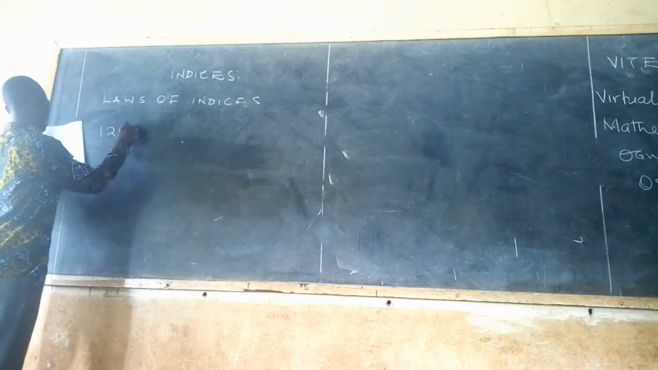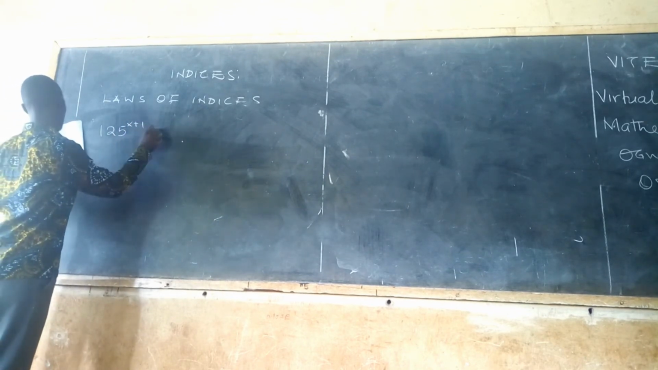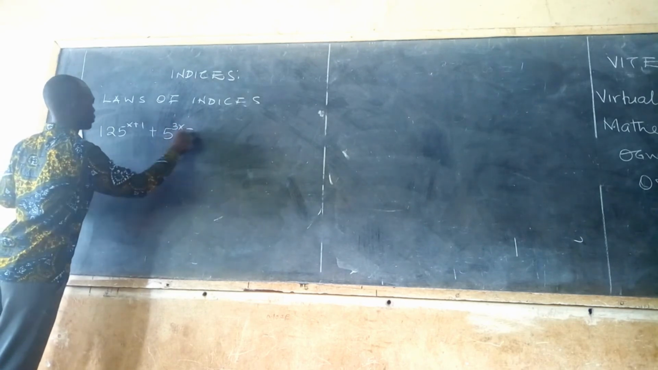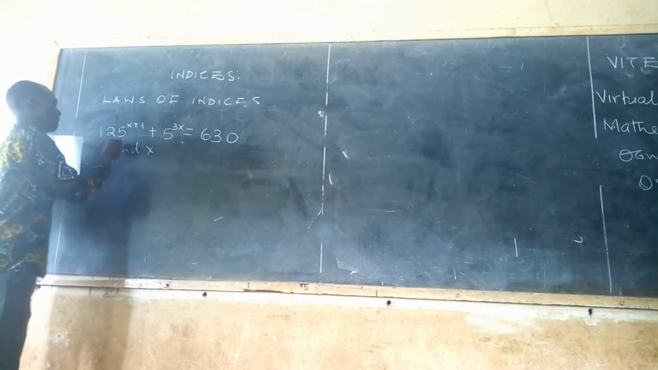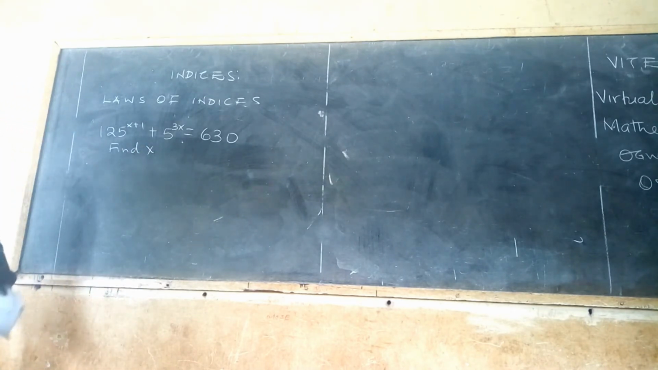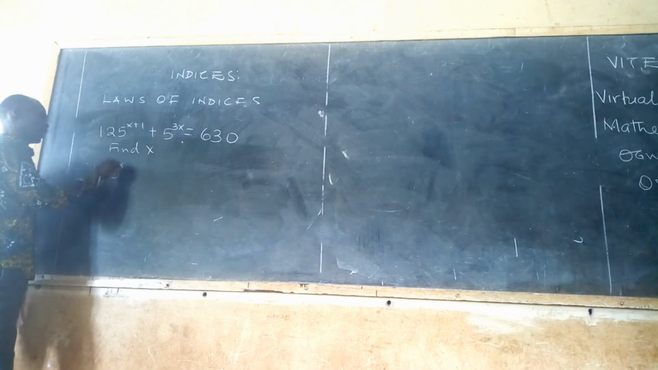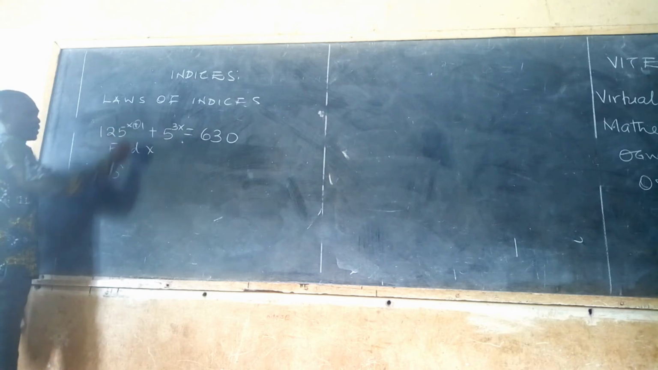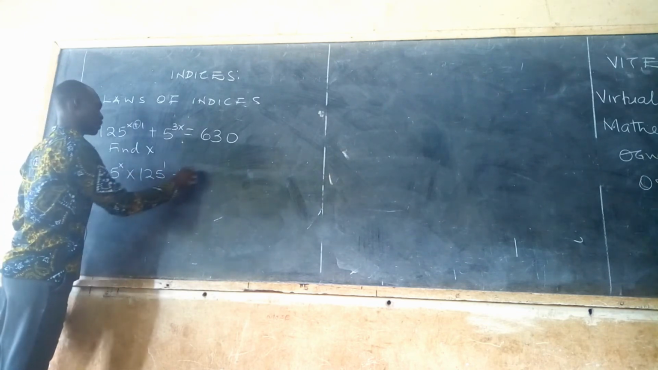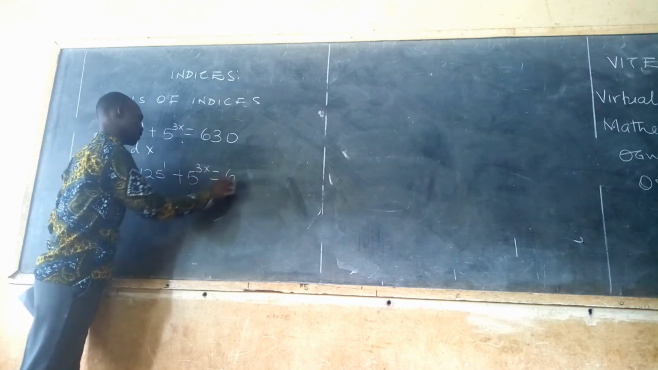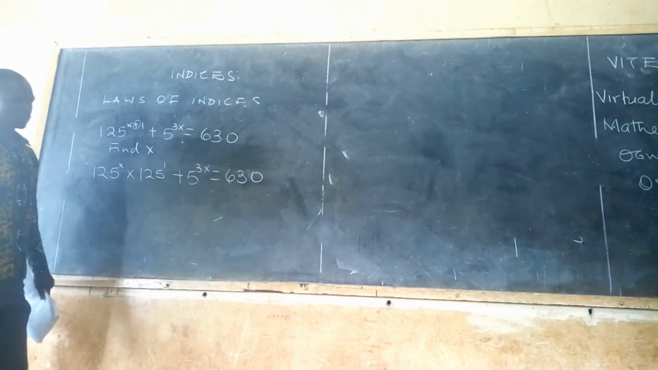125 to the power x plus 1 plus 5 to the power 3x equals 630. They want us to find x. So how do I go about it? Because we are not multiplying or dividing the bases, we will begin by expanding. What do I mean by expanding? 125 to the power x, because of this plus, will be times 125 to the power 1, then plus 5 to the power 3x equals 630. I've already done my expansion.